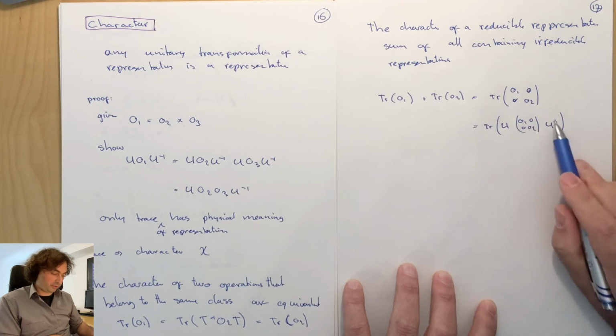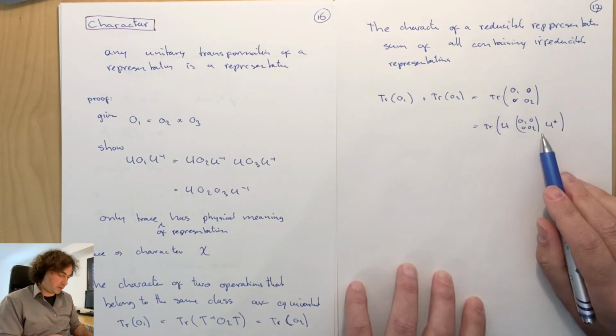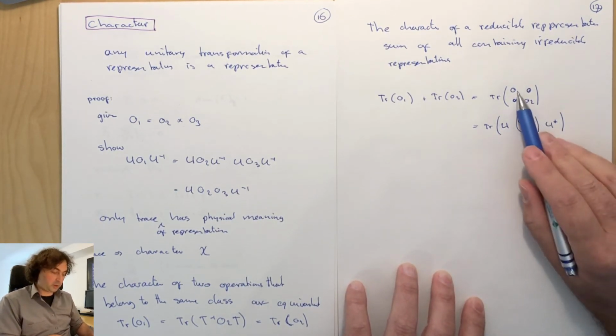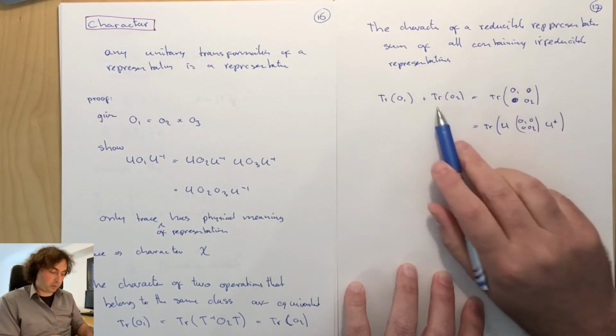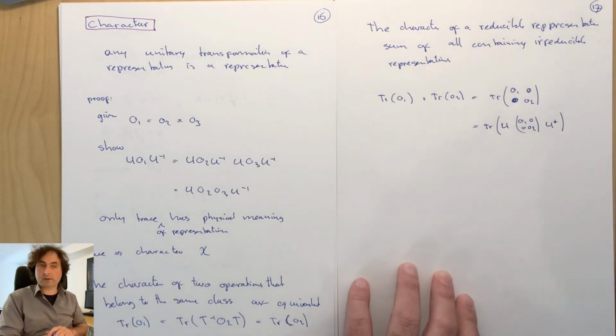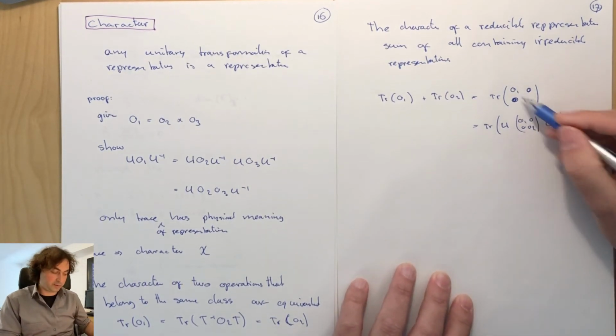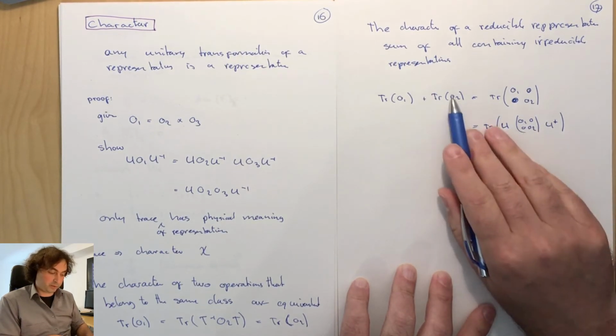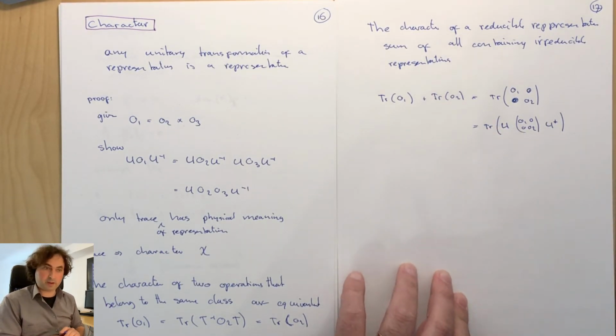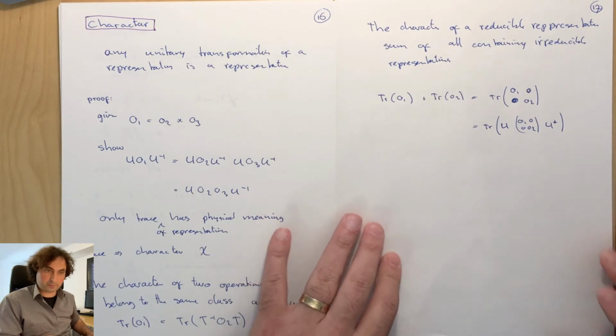So if I have some general representation that can be transformed such that it is block diagonal, then the trace of the full matrix is the trace of each block separately, such that the trace of a reducible representation is the sum of the traces of the irreducible representations.